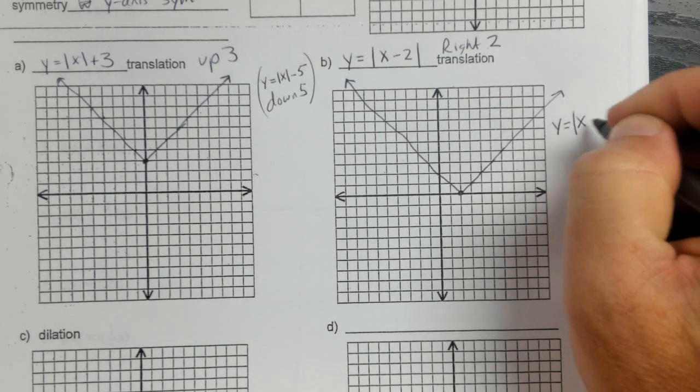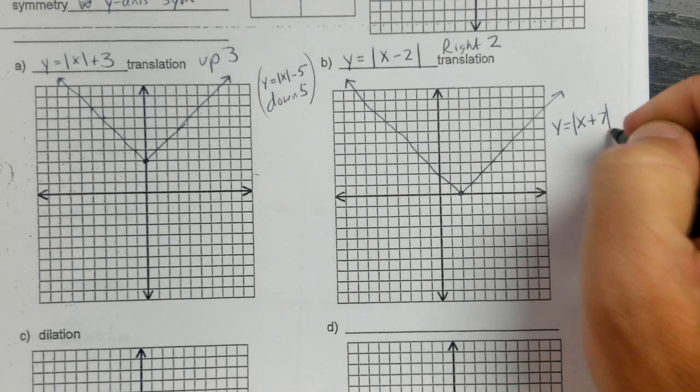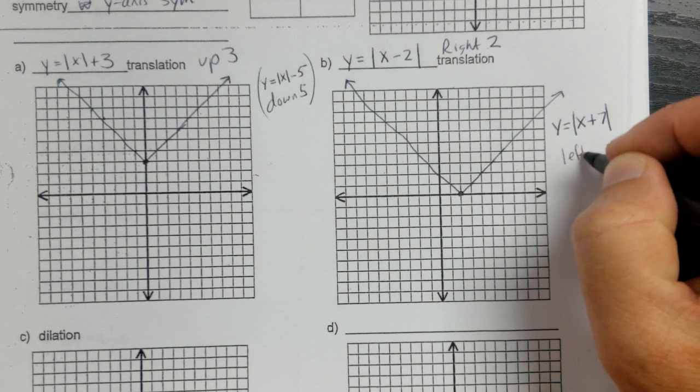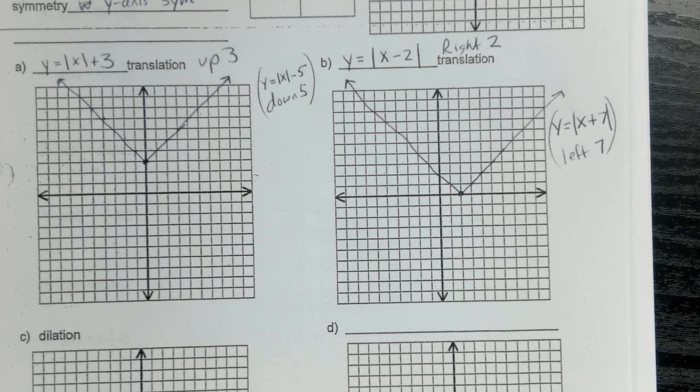What about if we had x plus 7? That'd be maybe a pain to graph, but we're not graphing it. So if we had y equals the absolute value of x plus 7, how would that change the parent function? 7 to the left. Our non-graphed example.